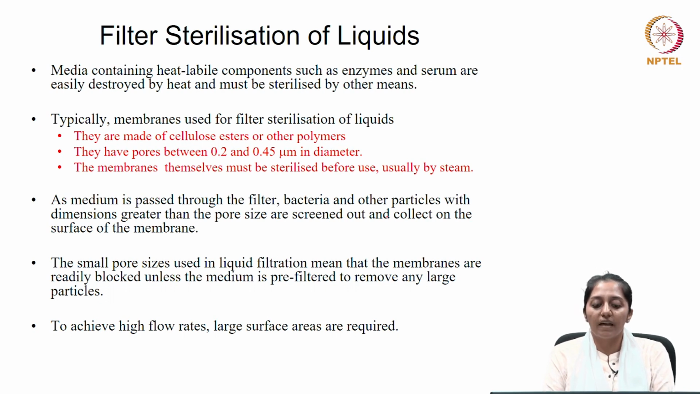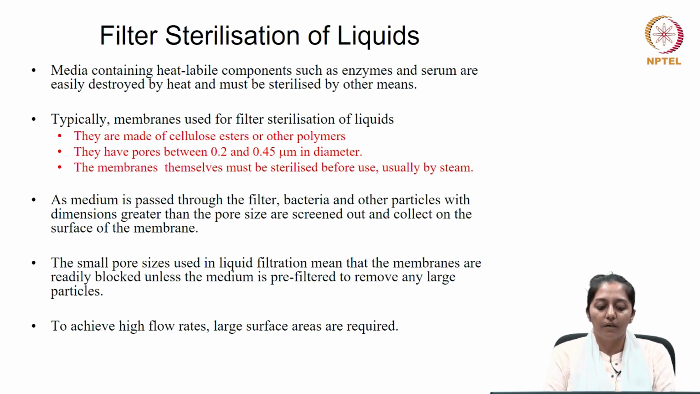The membranes themselves must be sterilized before use, and sometimes they are one-time use membranes. As medium is passed through the filter, the bacteria and other particles with dimensions greater than the pore size will be screened out and collected on the surface of the membrane. Now, smaller pore sizes used in liquid filtration mean that the membranes can readily be blocked unless the medium is pre-filtered to remove any large particles.